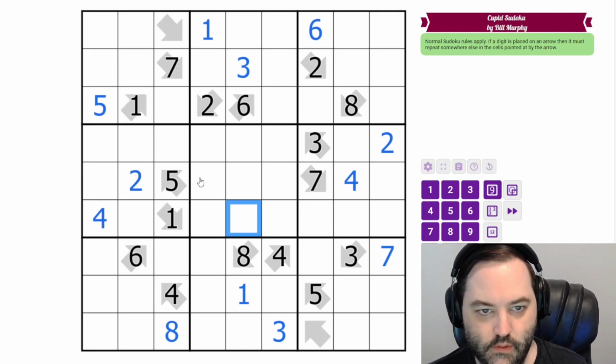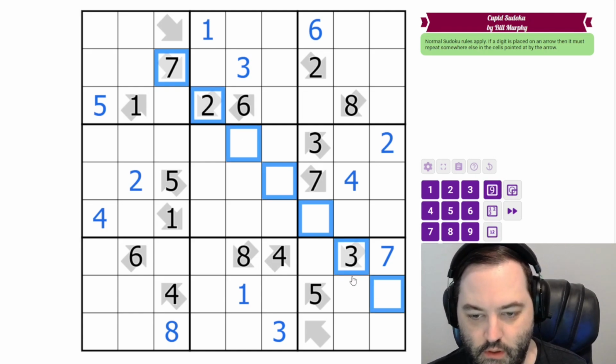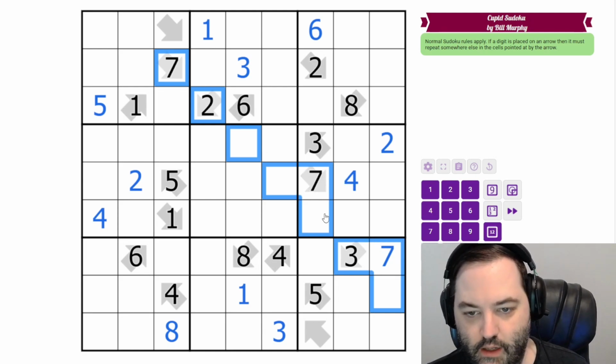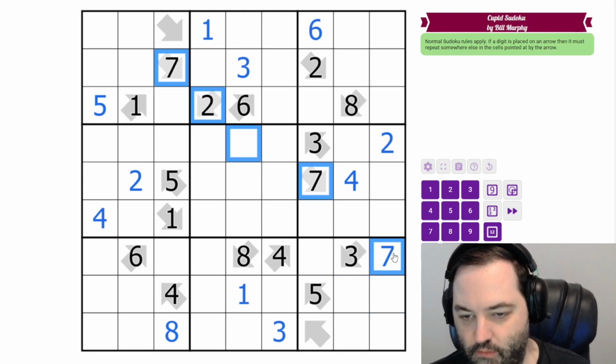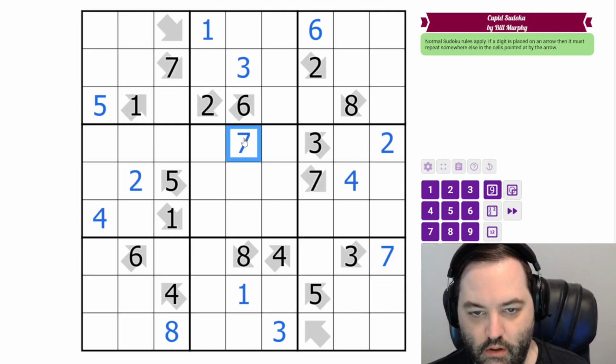Alright, what next? We can actually look at this longer one. It doesn't look like this would be particularly useful, but at this point it is quite useful because of this arrow. So there's an interaction between this long arrow and the shorter arrow. This 7 is ruled out of this cell and this cell by this arrow, but it's also ruled out of these 2 cells by this digit that was placed by this arrow. And that's a 2, so the only place for 7 on this arrow is here.